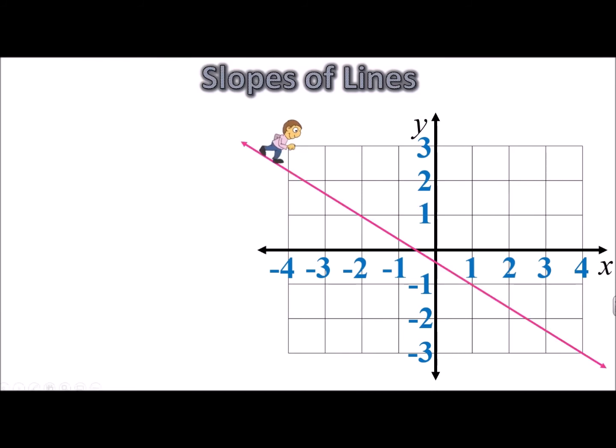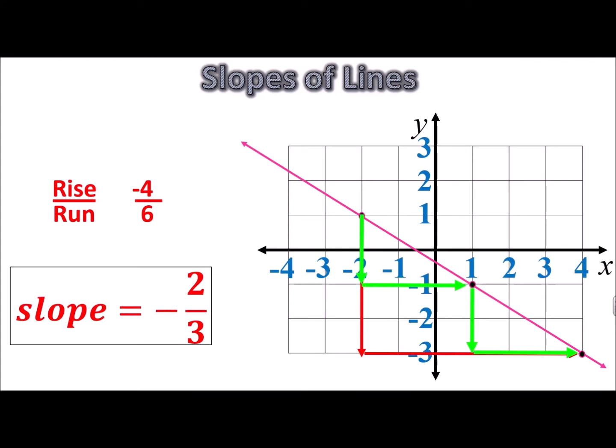So this line is going down from left to right, and therefore it should have a negative slope. So if we put 2 points on the line, we could measure the rise and the run between those 2 points. This one's going down 4 and over 6. So it has a slope of -4/6, but whenever you can, try to reduce the fraction. -4/6 reduces to -2/3, and therefore the slope of this line is -2/3.